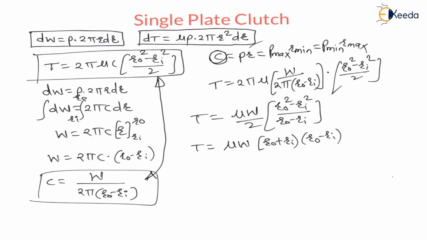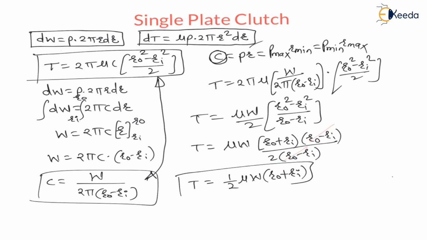Here divided by 2 also, here it is divided by 2 also. Right, divided by 2, Ro minus Ri. Now here Ro minus Ri from numerator and denominator will get cancelled. Right, this will get cancelled. Therefore the answer will become torque is equal to 1/2 mu W (Ro plus Ri). Right, this is the torque transmitted as per uniform wear theory.